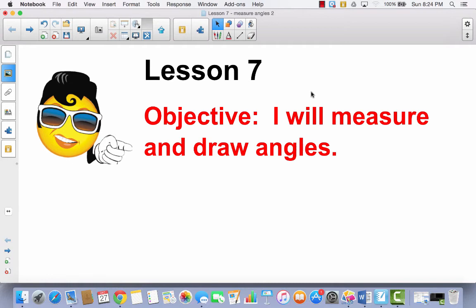Lesson 7, I will measure and draw angles. So this lesson is just going to connect to what you did in Lesson 6, and we're going to continue to learn how to use a protractor. You will not need your math journal for this lesson, but you will need a protractor.